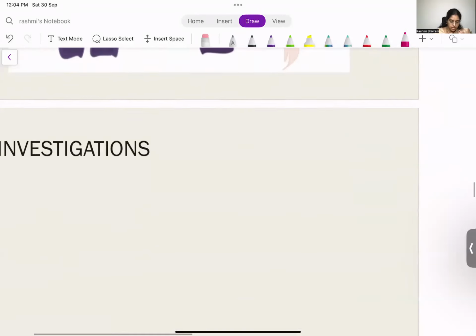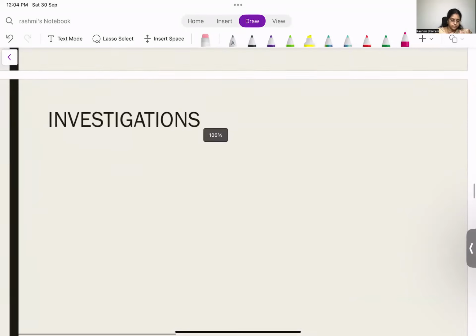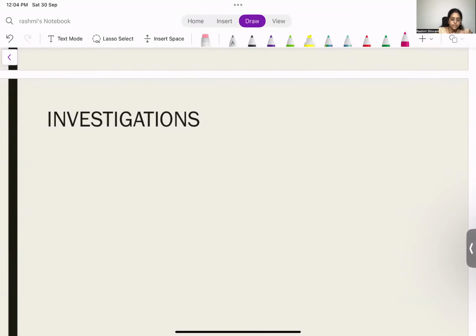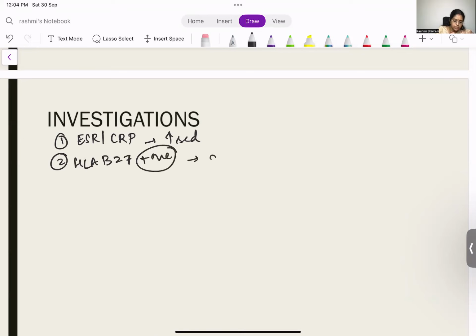Okay, moving on to the investigations. Let's see them one by one. What are the most important investigations? The non-specific ones you will already know: ESR and CRP will be increased. Then the most important one, HLA-B27, will be positive. This is diagnostic.